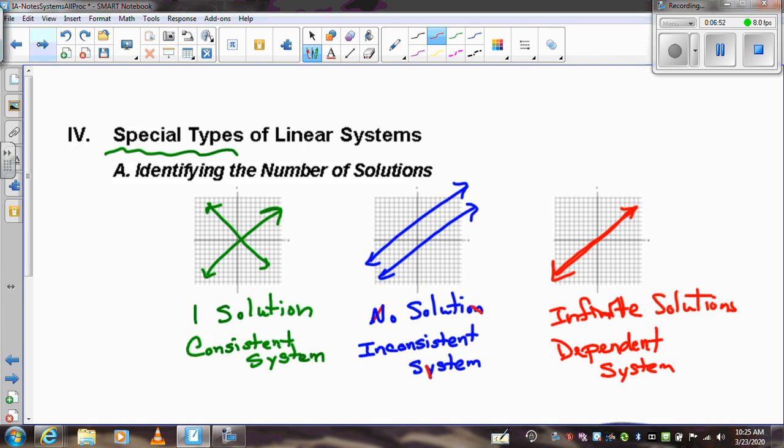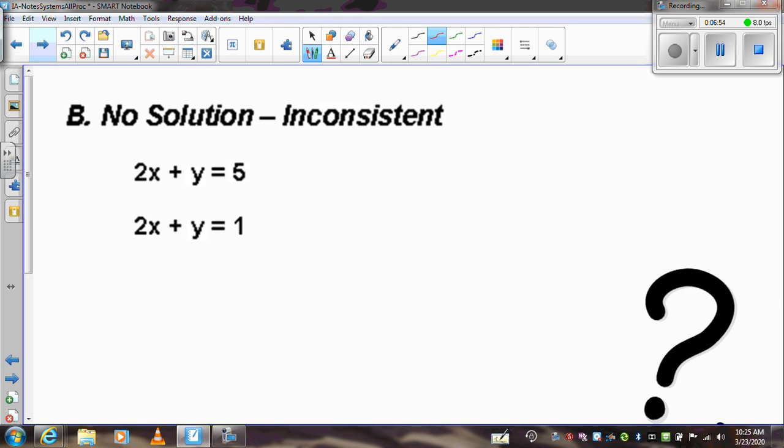Now the tricky part is, what's it going to look like when you solve a system algebraically? So we're going to solve this algebraically, and we're going to see that this should come out to be an inconsistent system.